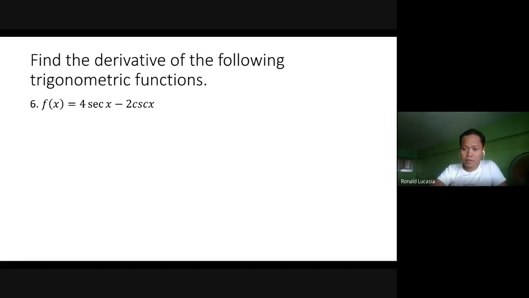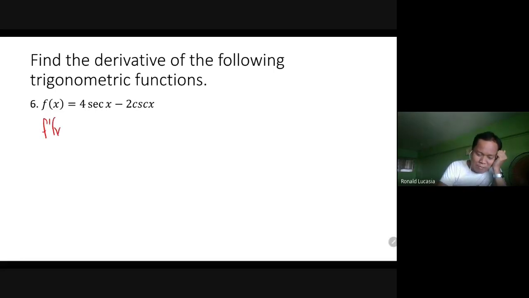From Ken, 4 secant x tangent x plus 2 cotangent cosecant x. Bakit nagkaroon ng cotangent? Ah, okay. Same pala. From Jonas, 4 secant x tangent x. Feeling ko itong pinakamadali sa lahat na binigay ko.